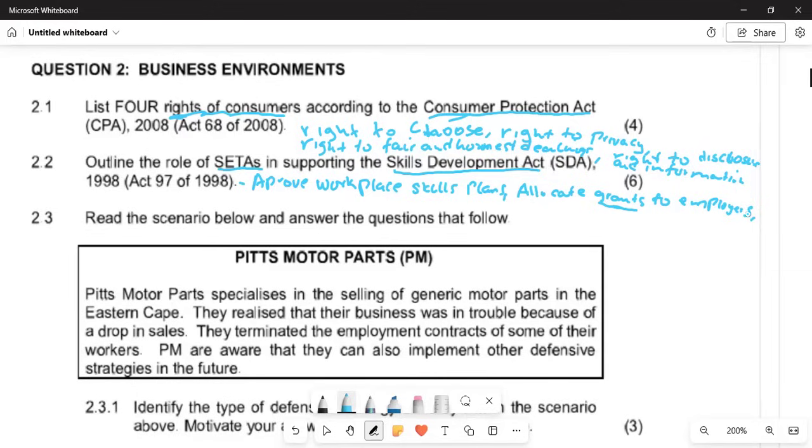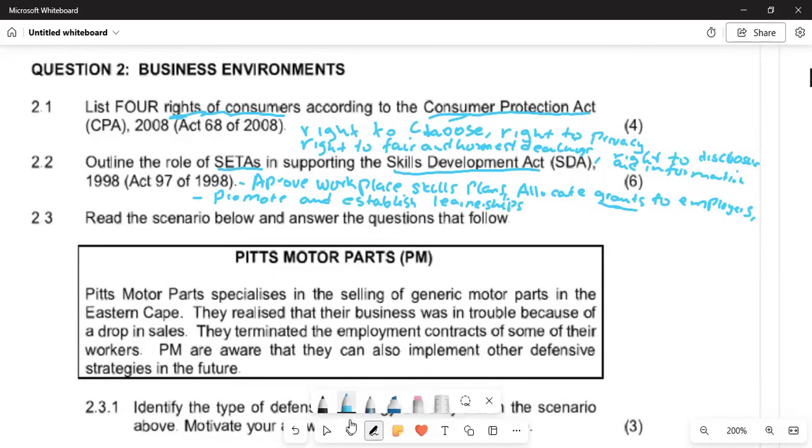Another role that is played by SETA is that they also promote and establish learnerships. They are the ones who promote and make sure that there are learnerships.